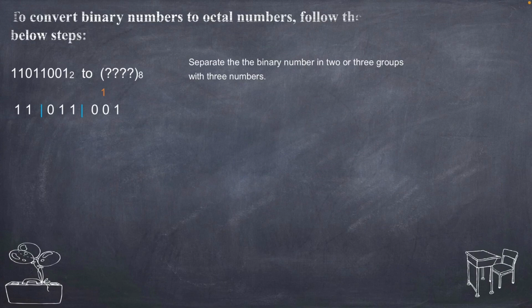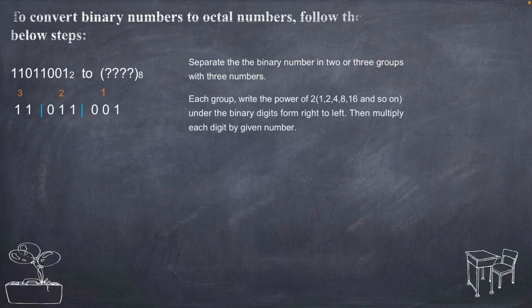Ang first group ay 001. The second group ay 011 at ang huli ay 11. Pero pwede natin yan lagyan ng 0 sa pinakaunahan. Pero hindi ko na siya nilagyan kasi wala rin naman yung value eh. Tapos, each group, write the power of 2, 1, 2, 4, 8, 16, and so on under the binary digits from right to left. Sabi, lagyan daw natin ng power of 2 sa baba niya. Gaya ng ganito, hanggang 1 to 4. Pati sa group 2, lagyan daw natin kada grupo.